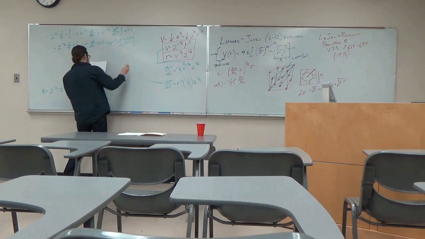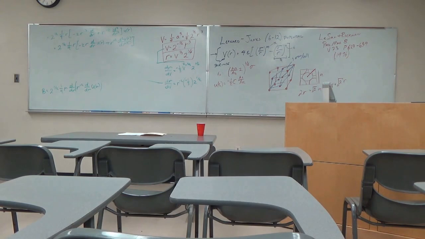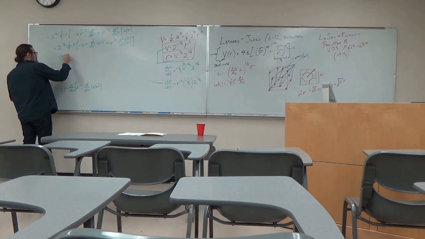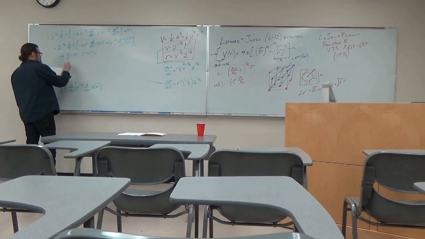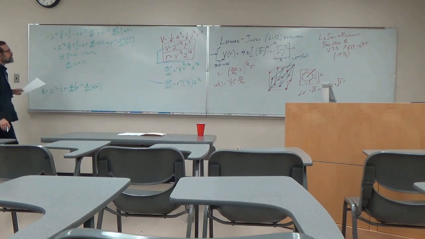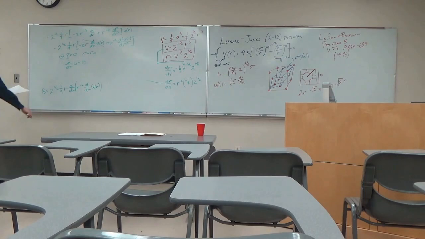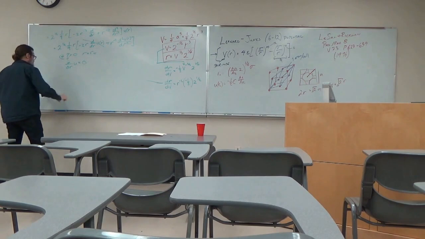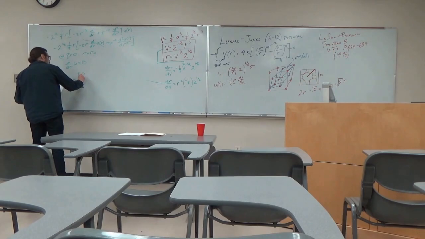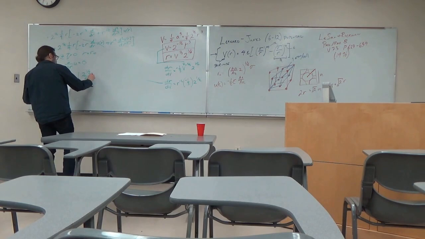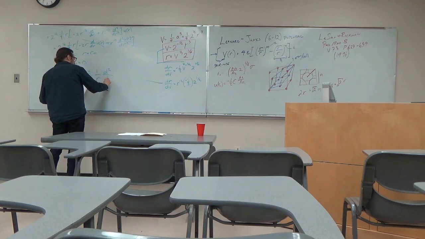Modulus at 0 Kelvin. So at T equals 0, r equals r0, dU by dr equals 0, which means we can get rid of this term. And we're left with, finally, the bulk modulus is equal to 2 to the 1/2 over 9, 1 over r times the curvature of the total energy.